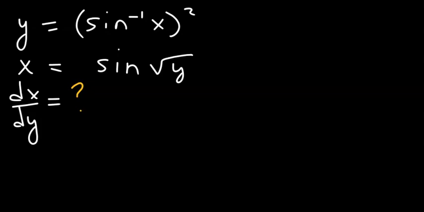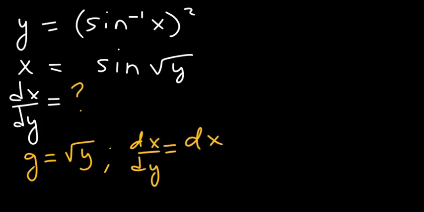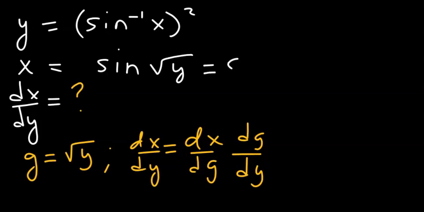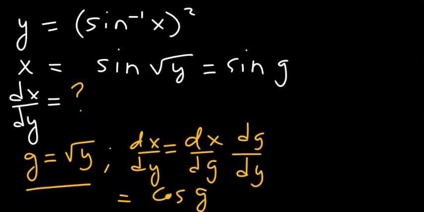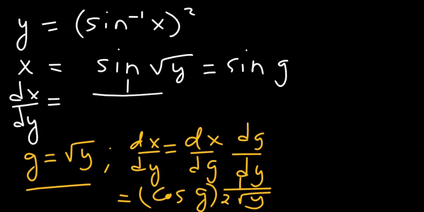If we assume that g is the square root of y, then dx/dy is dx/dg times dg/dy, where x can now be expressed in terms of g as quite simply sine of g. So dx/dg is just cosine of g, and dg/dy from here is 1 over 2 square root of y. So there we have it. dx/dy is 1 over 2 square root of y times cosine of g, where g is the square root of y.